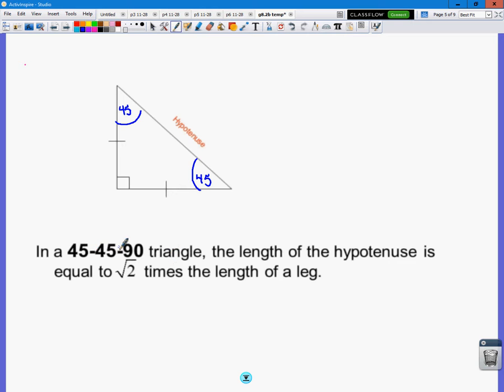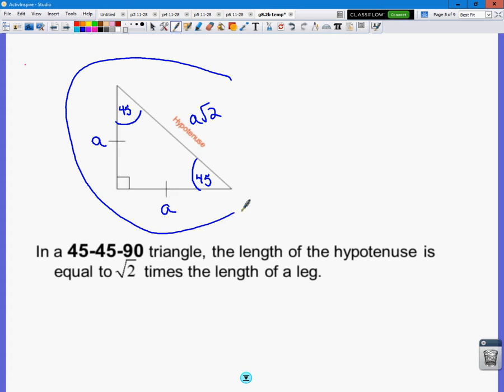In a 45, 45, 90 degree triangle, then, the length of the hypotenuse is equal to the square root of 2 times the length of a leg. So if a leg is A, the other leg is also what? A. And that means the hypotenuse is A square roots of 2. Just like the 30, 60, 90 degree triangle, you need to memorize what this one looks like.